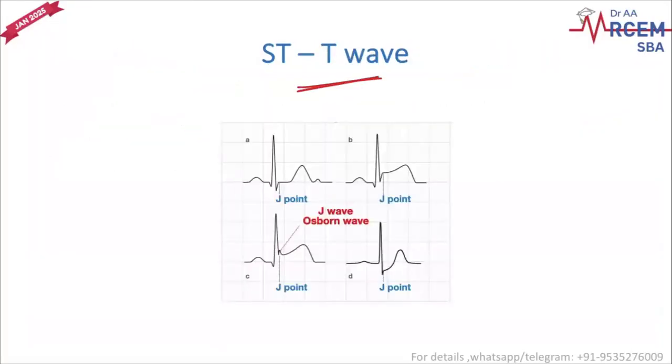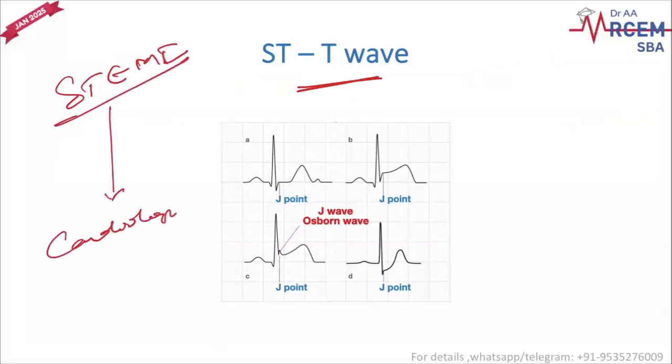Now we are entering into ST and T wave patterns. We are not going into ST segment elevation myocardial infarction. This will be learned separately in the cardiology chapter, so do not worry about this part. We are just looking at conditions other than a proper ST segment elevation myocardial infarction. What are the other pathologies that can be seen which might be equivalent to a myocardial infarction? That is what we are looking out for here.